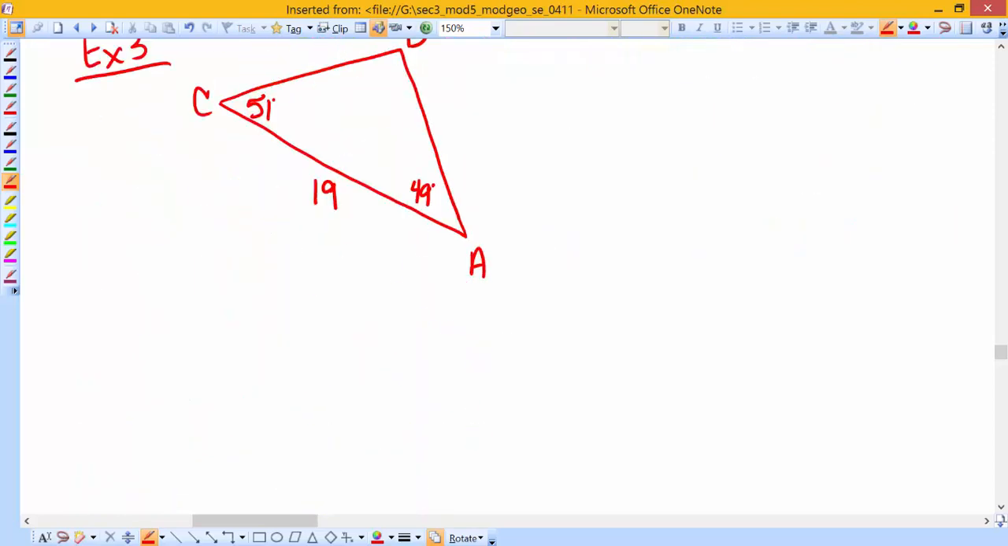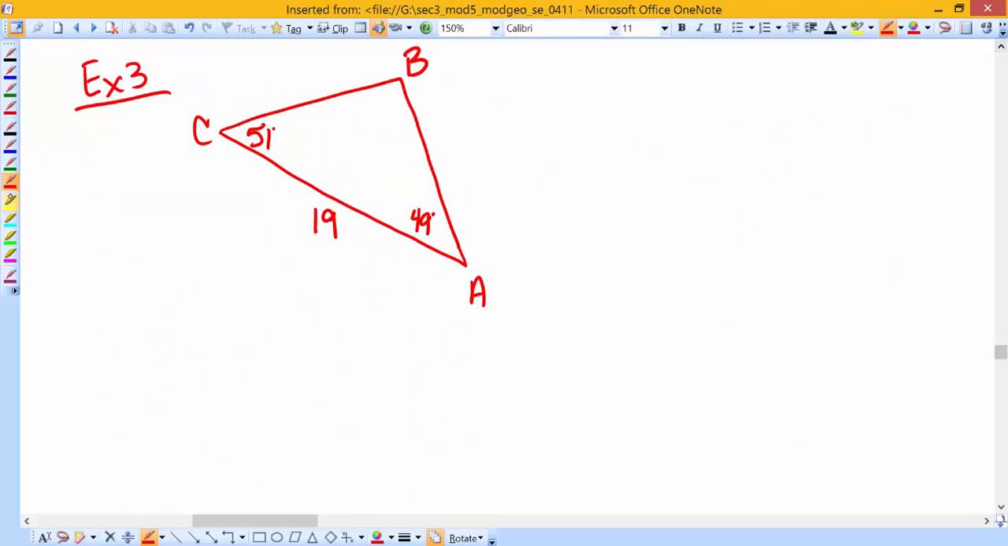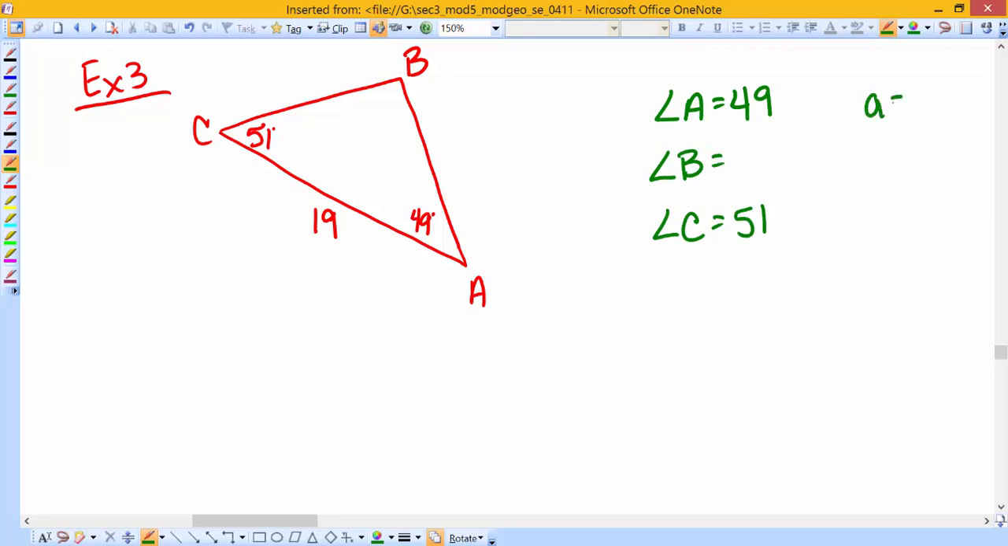All right, last example. This one's a little tricky, just a little bit. I know angle A is 49. I don't know angle B. I know angle C is 51. Side A, don't know. Side B is 19. Side C, I don't know. Oh my goodness, I do not see a pair here. I have an angle, no side. No angle with a side. And then I have an angle with no side. So how am I going to get a pair?